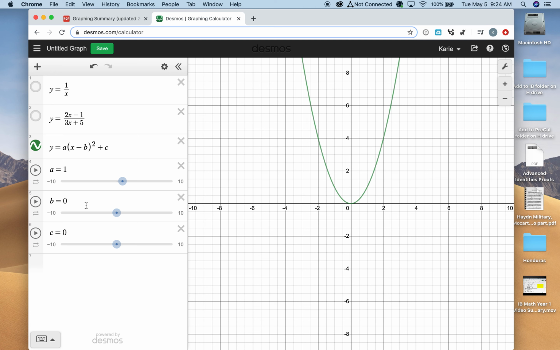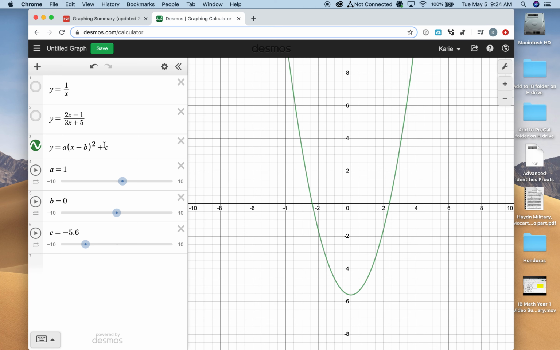On b, however, if I change the value of b, now I've shifted it left and right. This is no longer an even function. Notice that it no longer has symmetry with respect to the y-axis. So there are transformations that keep it even, and there are also transformations where it's no longer even. That doesn't make it odd. Remember how a whole lot of our functions would be neither even nor odd. And then c, if all I do is change c and move this up or down, it's still even.